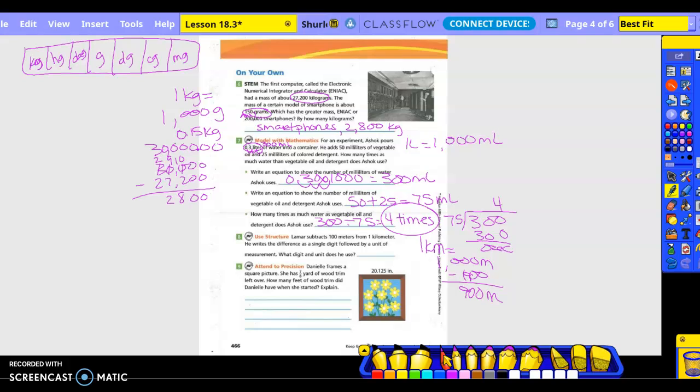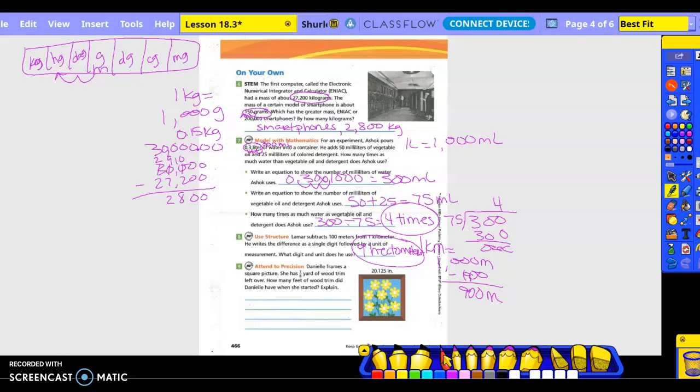So what would our whole number be here? 9, right? What place value, if we went up here, so here would be our meters, right? And we need to go over 2 spots. So what spot am I at now? What's that called? Hecto, right? So it would be a hectometer in this case. We would need to get rid of those zeros because they said they only used a single digit, right?